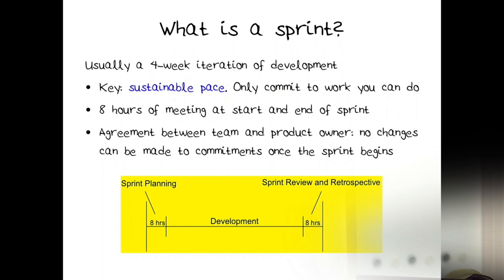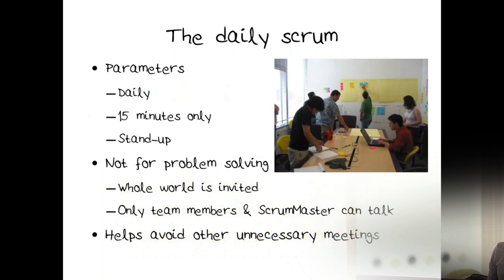And so this is what it typically looks like. You have a long sprint planning meeting, then you actually do the sprint, and at the end you have a long review meeting. But yours are going to be way shorter than these. That's a sprint planning meeting.